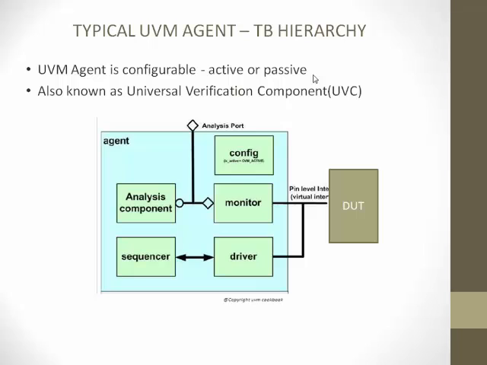One of the biggest advantages of the UVM agent is portability. The biggest advantage is that it can be configured as active or passive. So what's the difference between active and passive? When you make the UVM agent passive, only the monitor gets instantiated. When you configure the UVM agent as active, then the driver, monitor, and the sequencer come into the picture.